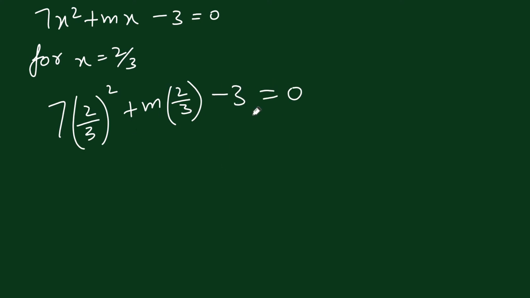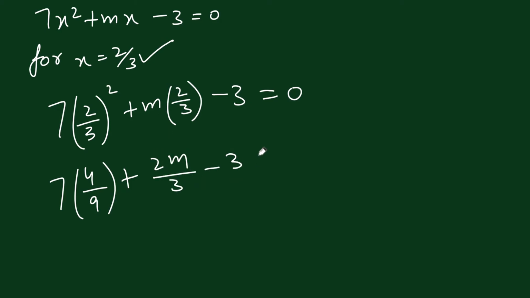Remember, we are not checking whether LHS is equal to RHS or not. We don't need to do that. We just have to directly substitute x because it's a confirmed value of x. So here it will come square of 2 is 4, square of 3 is 9, plus m into 2 is 2m by 3, minus 3 is equal to 0.